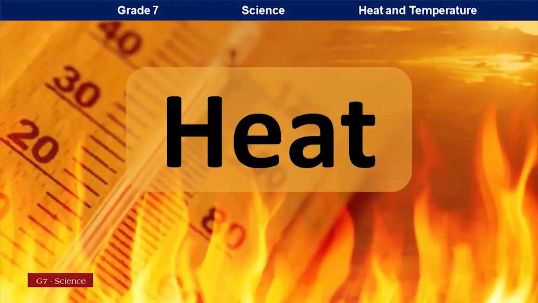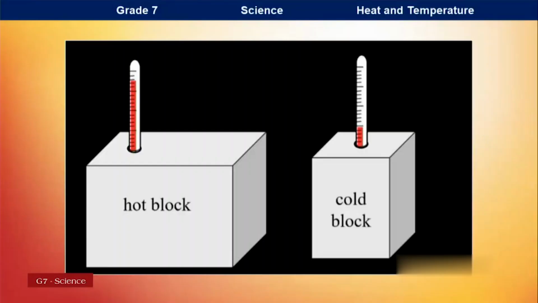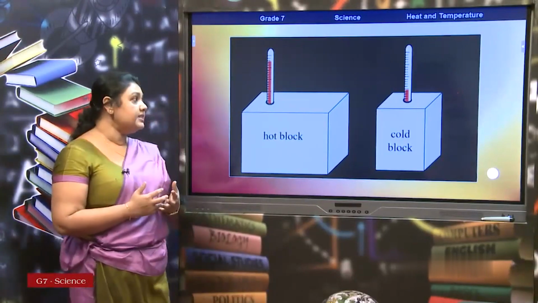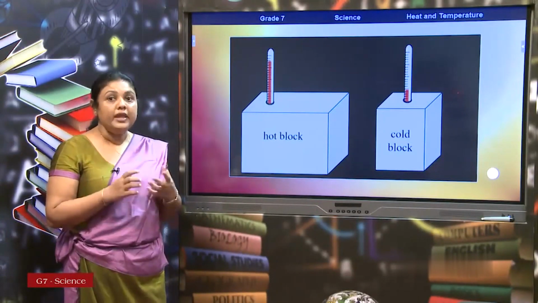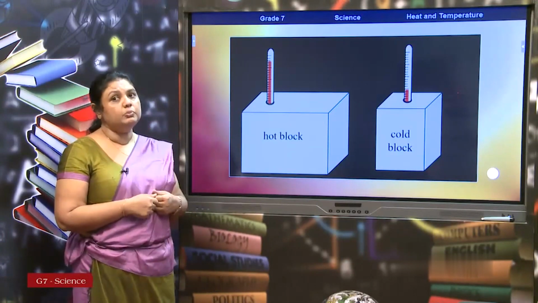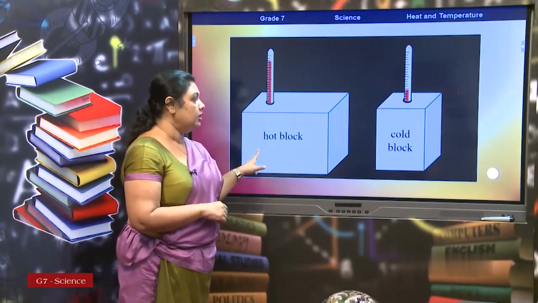So what is heat? Here there are two blocks you can see. One is a hot block, the other one is a cold block. This hot block, can you see the temperature is high? At the same time the cold block temperature is less. So what will happen when there is a difference here? If there is a change in these blocks, the heat of these blocks changes. So we can find out by learning heat.